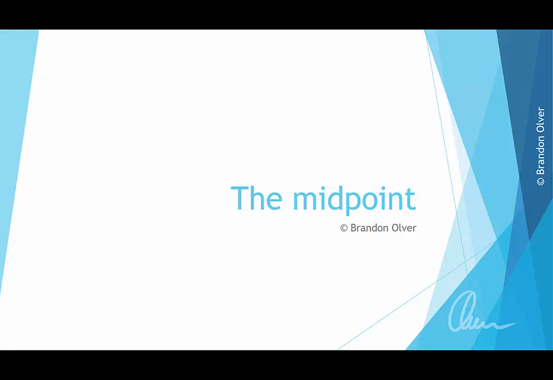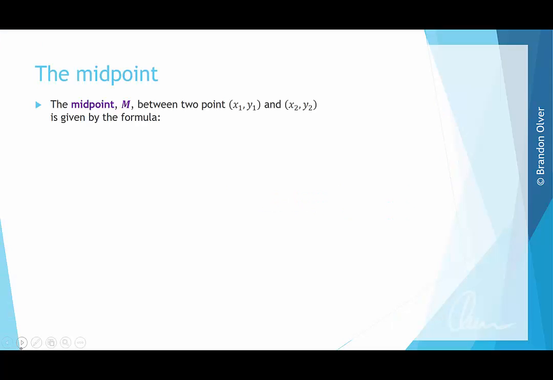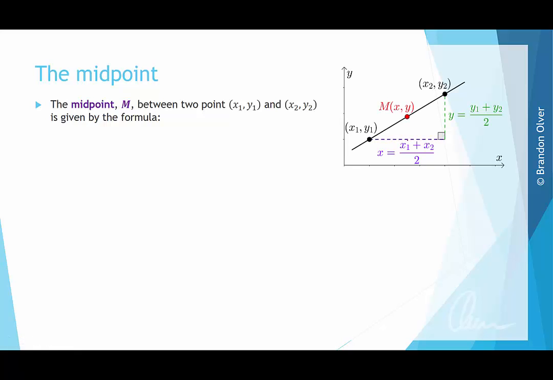In this video we'll be looking at the midpoint of a line. The midpoint, often represented using the letter M, between 2 points (x1, y1) and (x2, y2) is given by the following formula. So what we do to get this formula is we take the average of the two x values, so we have (x1 plus x2) divided by 2 forms the x coordinate of the midpoint, and similarly the average of the two y values, (y1 plus y2) divided by 2, forms the y value of the midpoint.